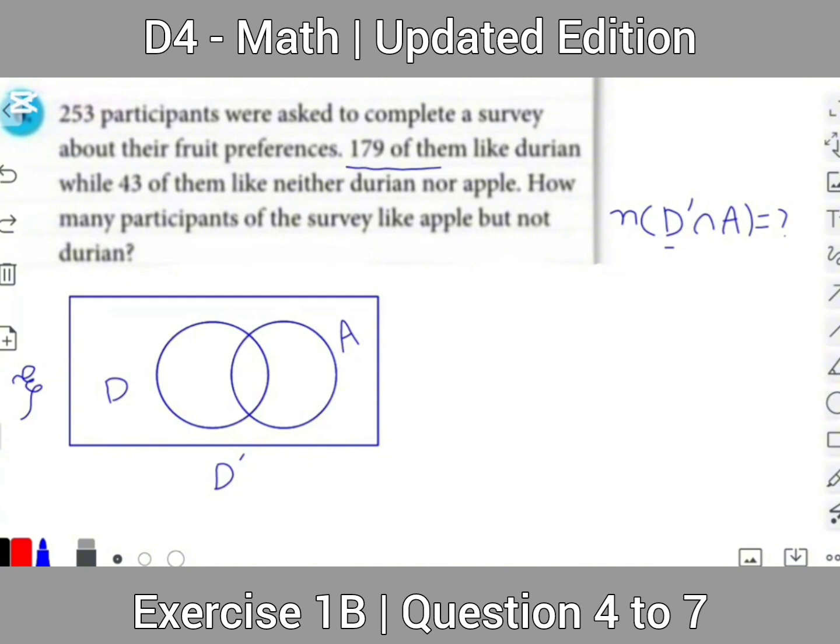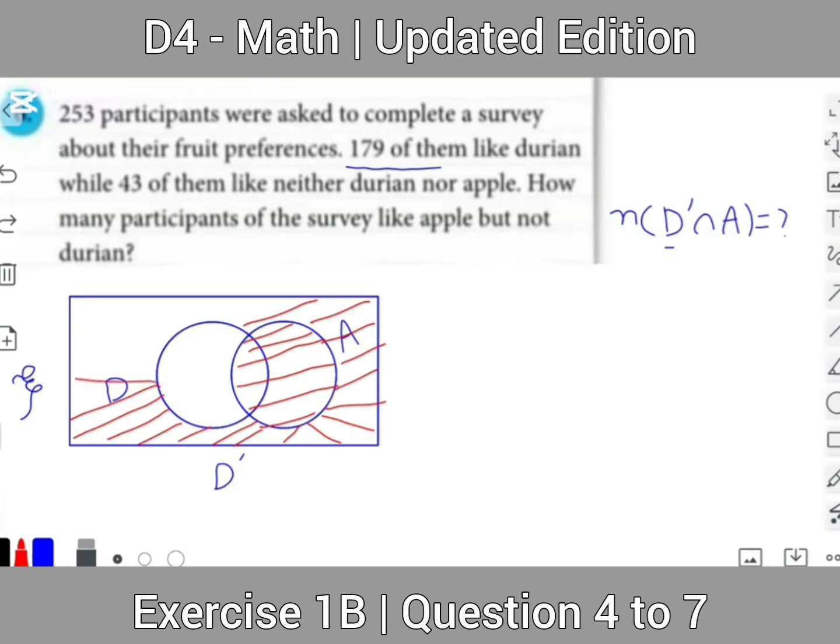For this, we will exclude the set D and shade the remaining region in the Venn diagram. So we will shade our required region for D complement with red color. So the Venn diagram for D complement will look like this.